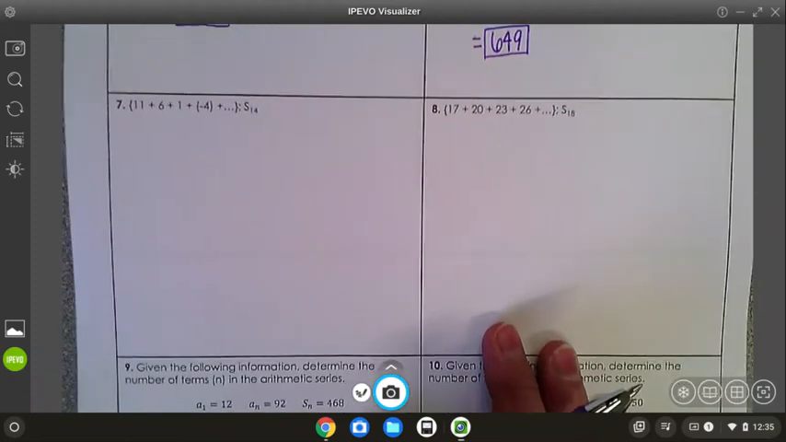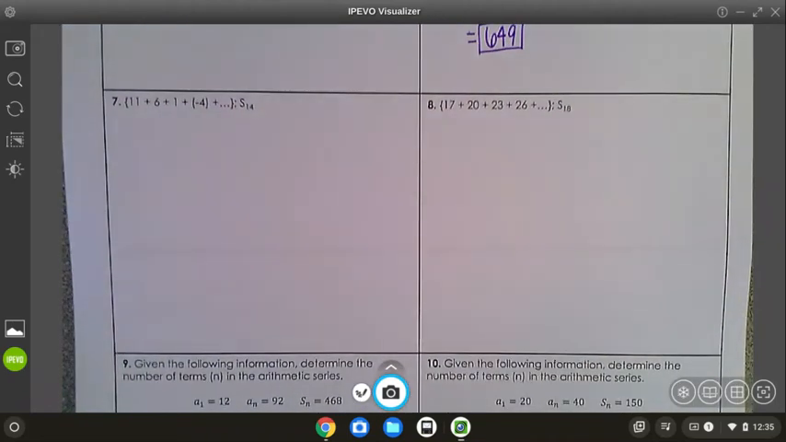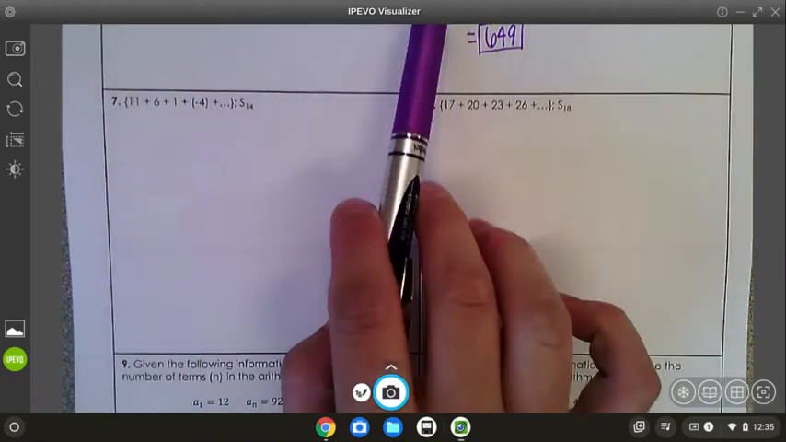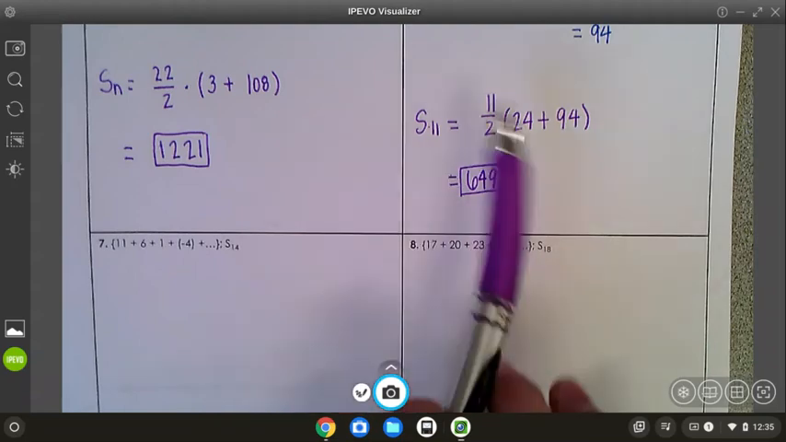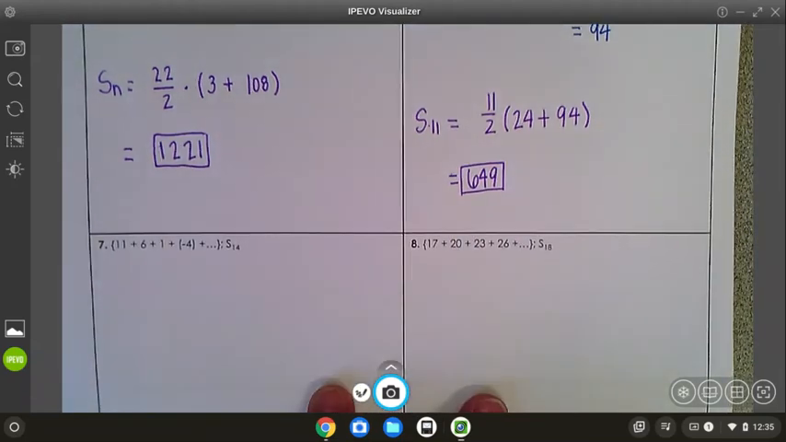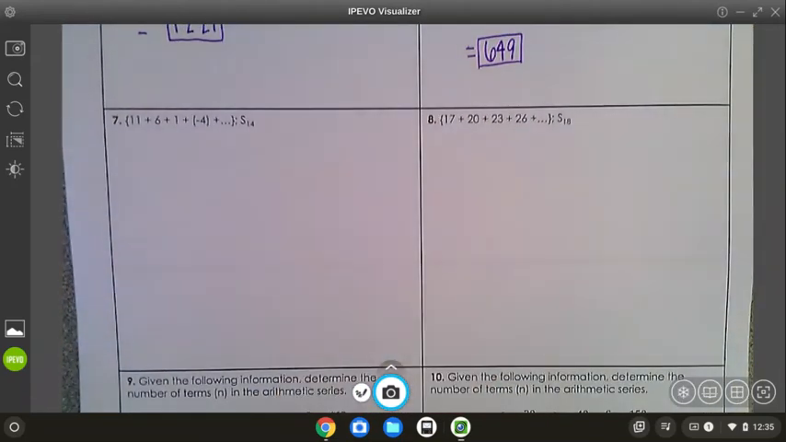All right. Number 7 and 8 are just like before, but I want you to pick. Do you prefer sigma or do you prefer this method? Some people do prefer this. Most people prefer sigma. So I want you to answer 7 and 8 with whichever method you prefer. So pause the video and try that. Pick your method.